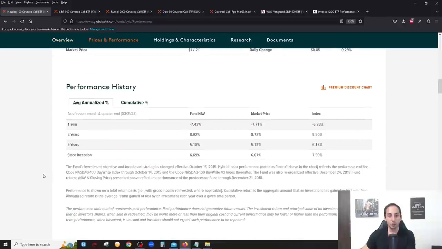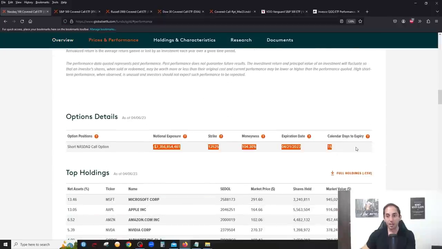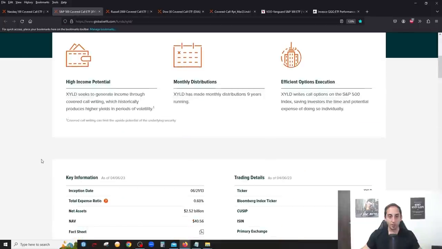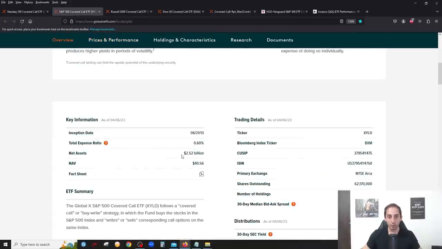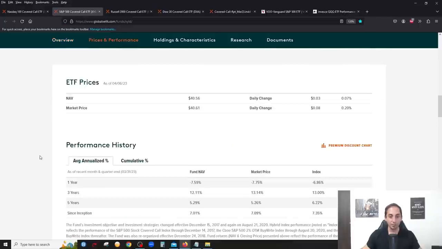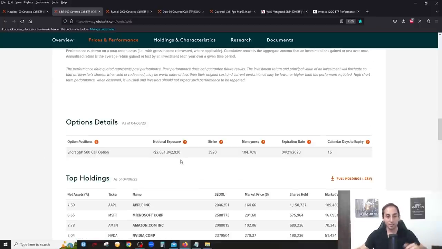And it's pretty cool because you could actually see the call every month here. And this goes for all four of them, right? If you scroll down, you will actually see the call here, and you see the notional exposure. This is 2.6 billion. And of course, it's going to correspond approximately to the net asset value, or the net assets of the fund. So what exactly does this mean?